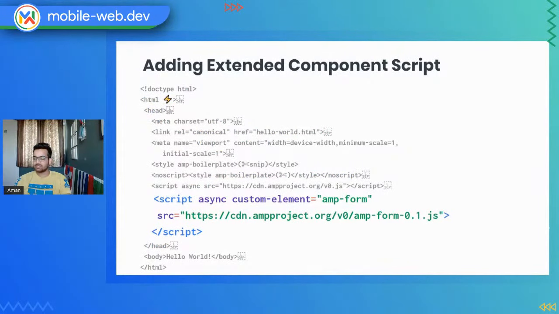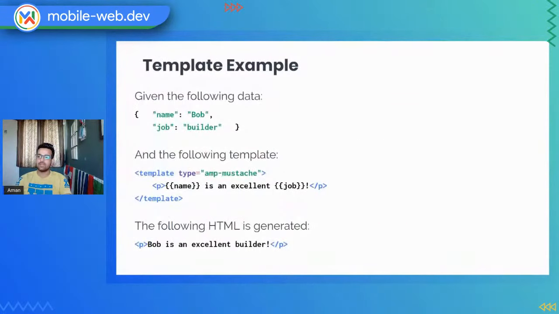So adding the extended component for AMP is easy. You just need to include the AMP form, which is a tag like a library that you use to import other components. This is how the example looks for using a template. If you have already worked with Mustache templates, you can use it to print out the element when your form data is complete.